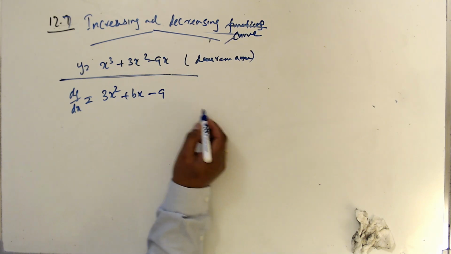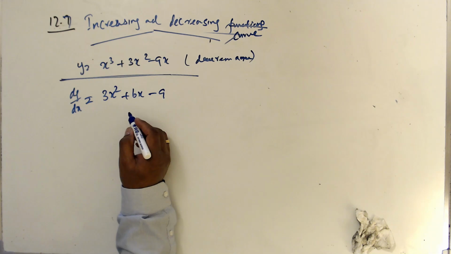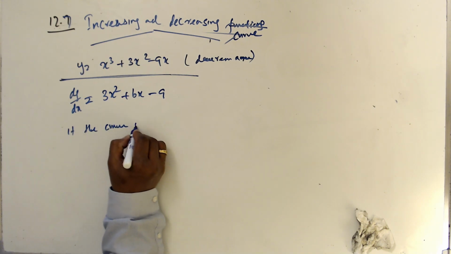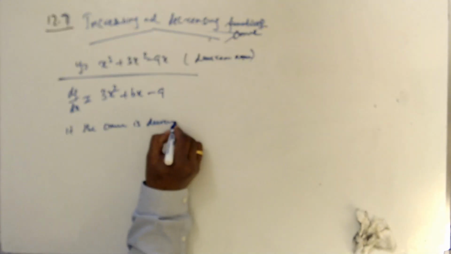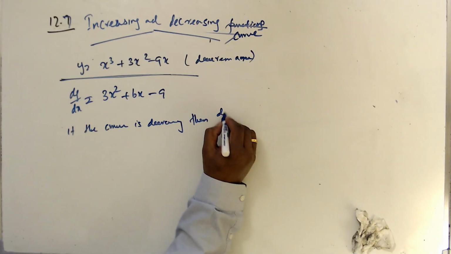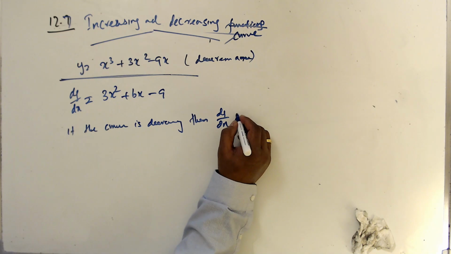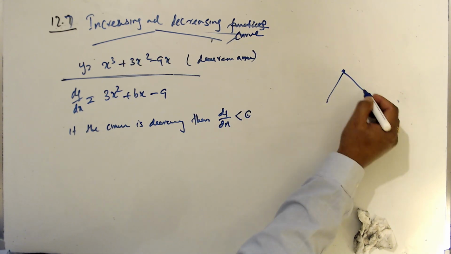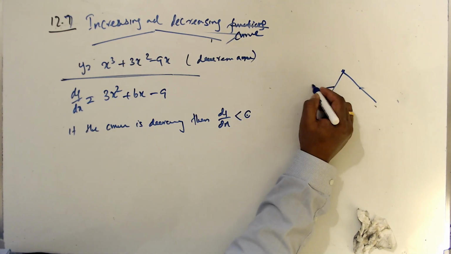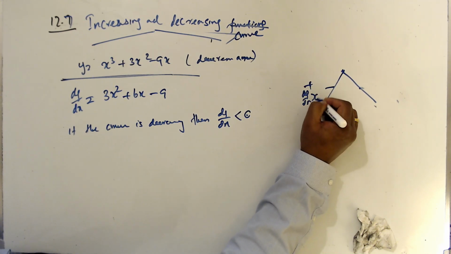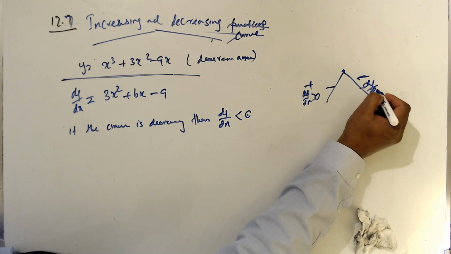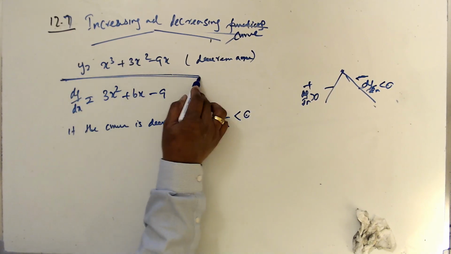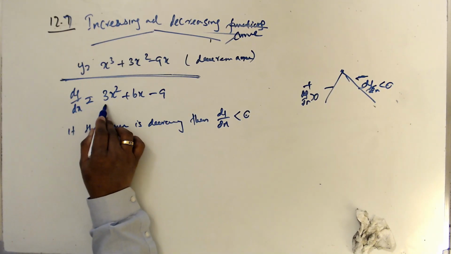Now I am going to look at this one. So if the curve is decreasing, then dy over dx should be less than 0, right? When you look at this one, so this is positive, right? So dy by dx greater than 0, this is negative. Dy by dx less than 0. Now we want to find the negative area. Now we are not worried about the curve, we are worried about the gradient curve.